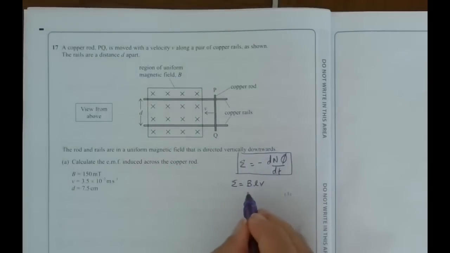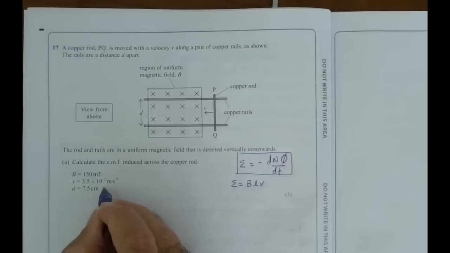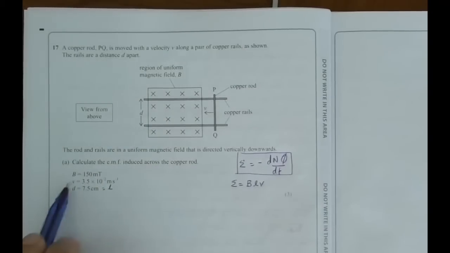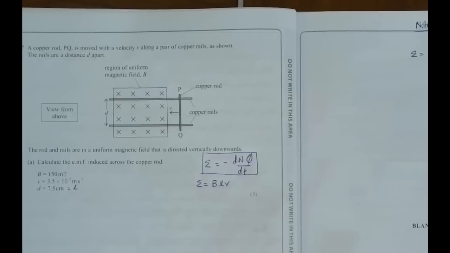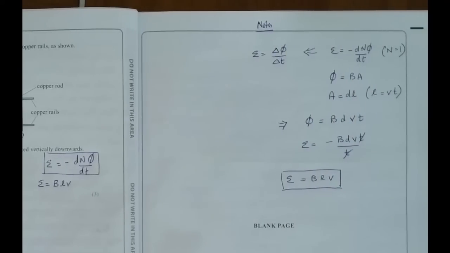L is the length. In this case, L is basically the value d here, so this would be equal to L in my equation. You've been given the V, so just multiplying these three values will get you the solution. But why is that? What we want to look at is the underlying theory. So here are my notes which may help you.